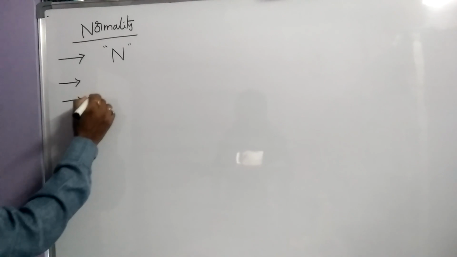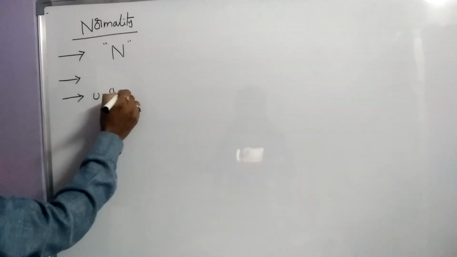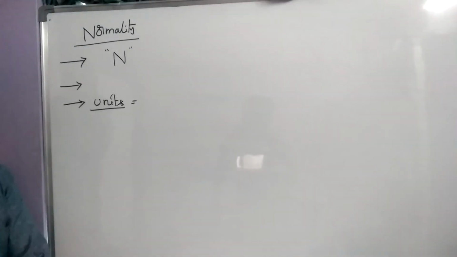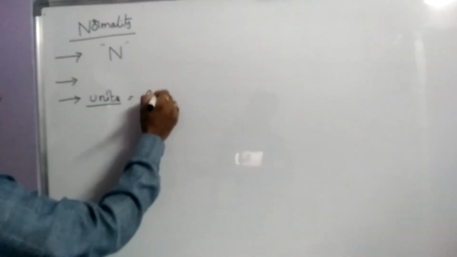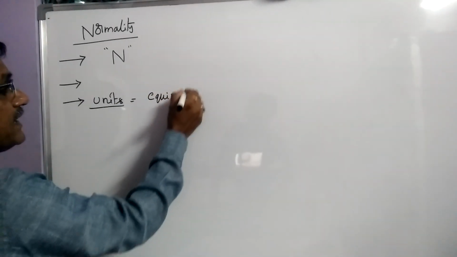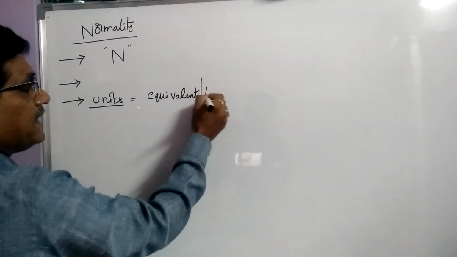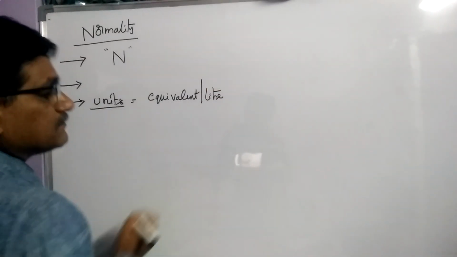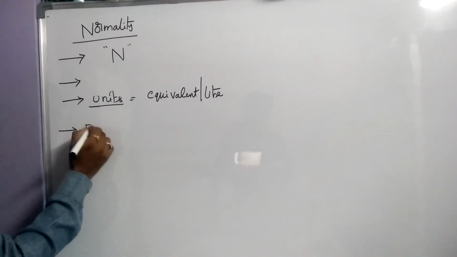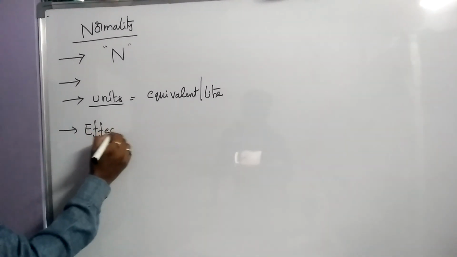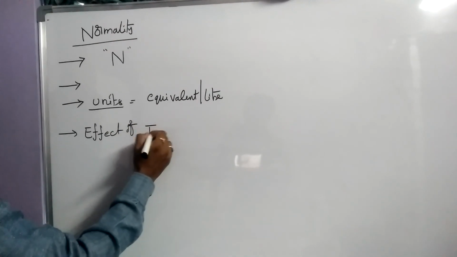Units. What are the units of normality? Here solute is expressed in gram equivalent, solution expressed in liters. So, equivalent per liter. Next, what is the effect of temperature?